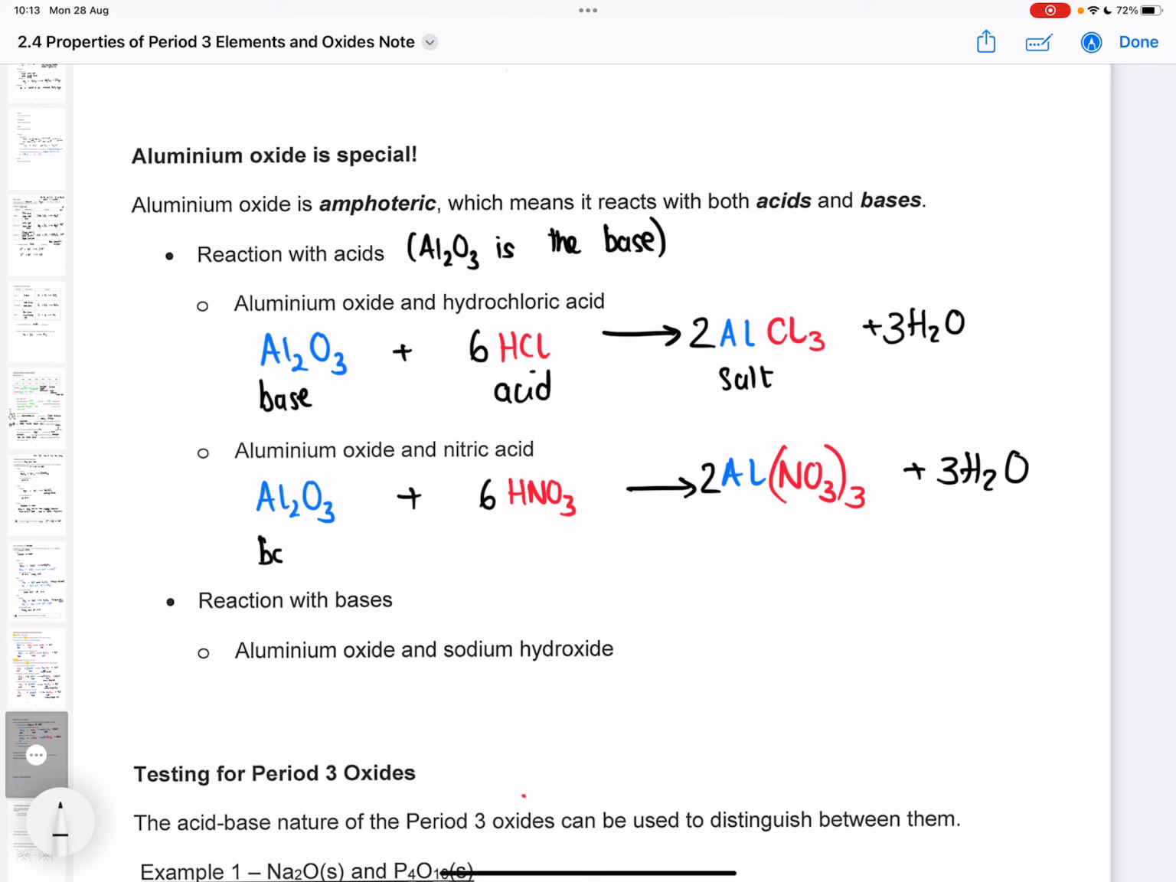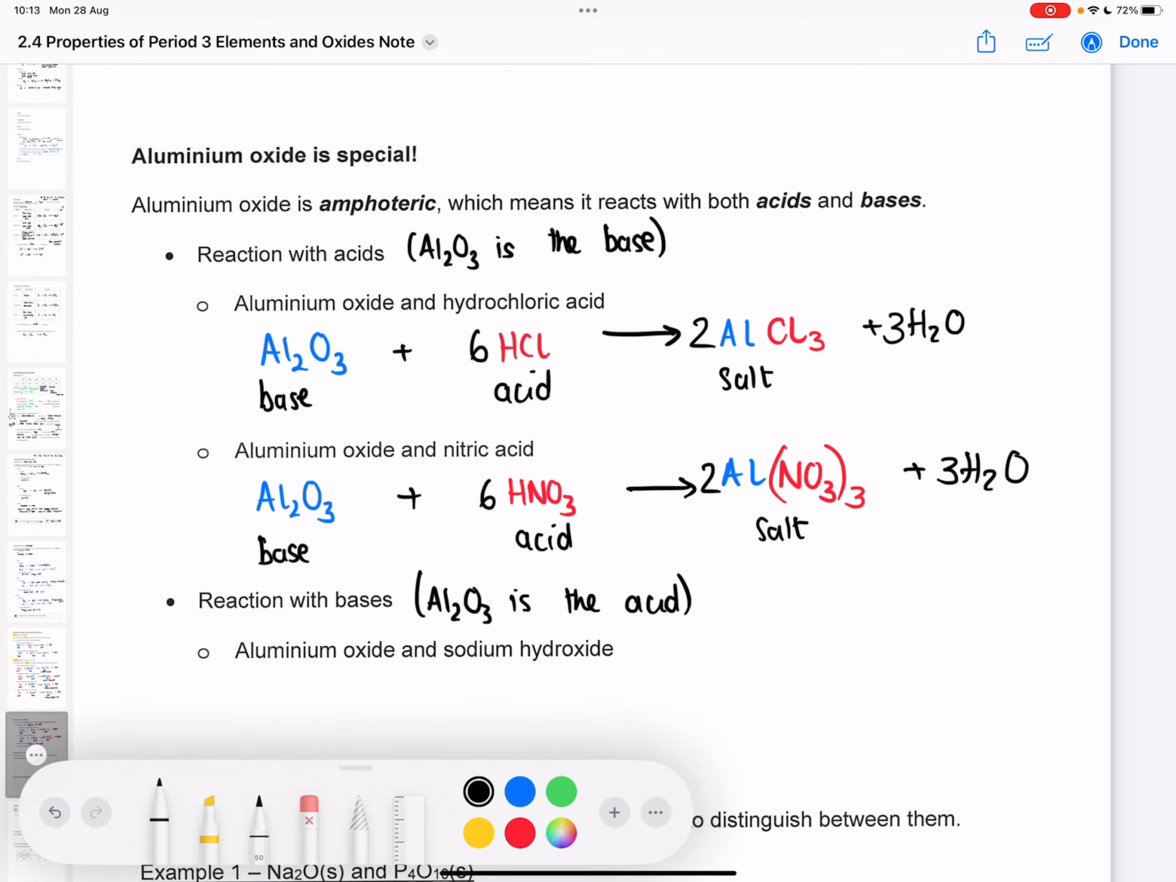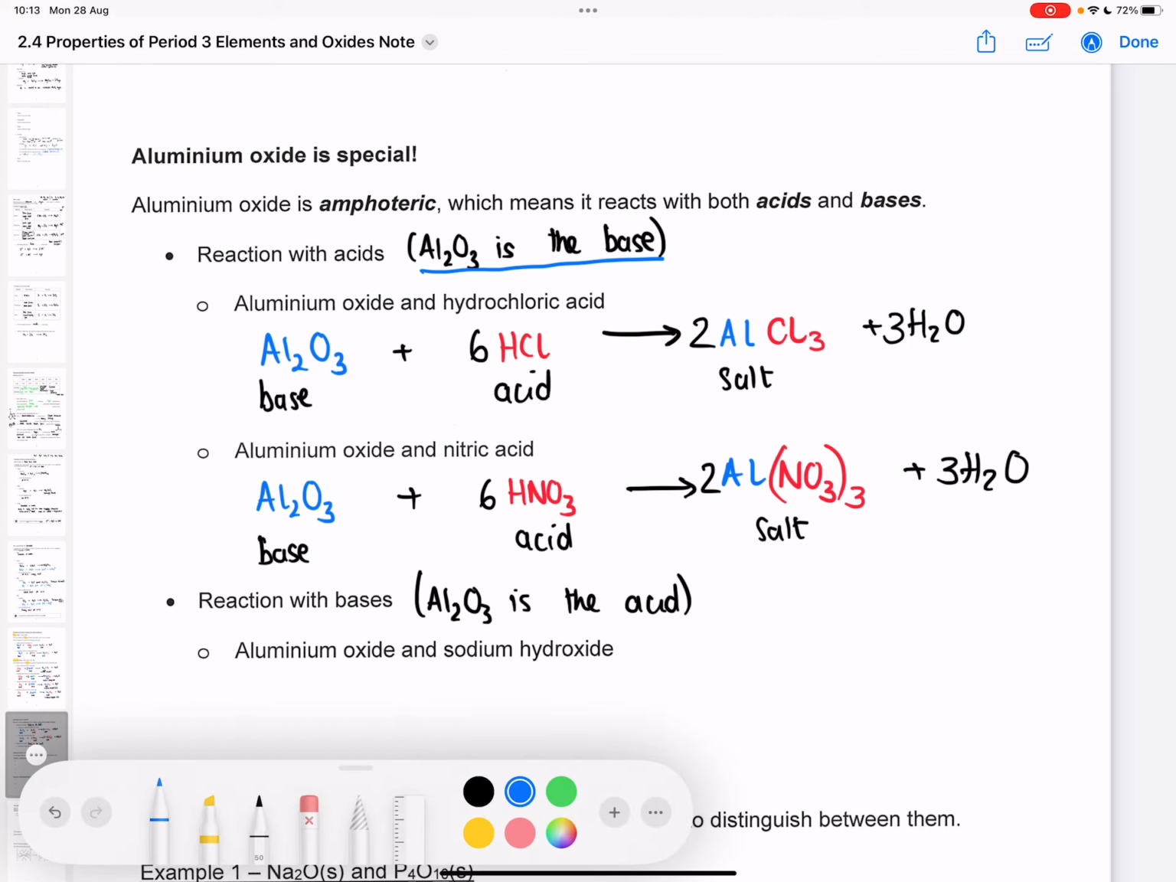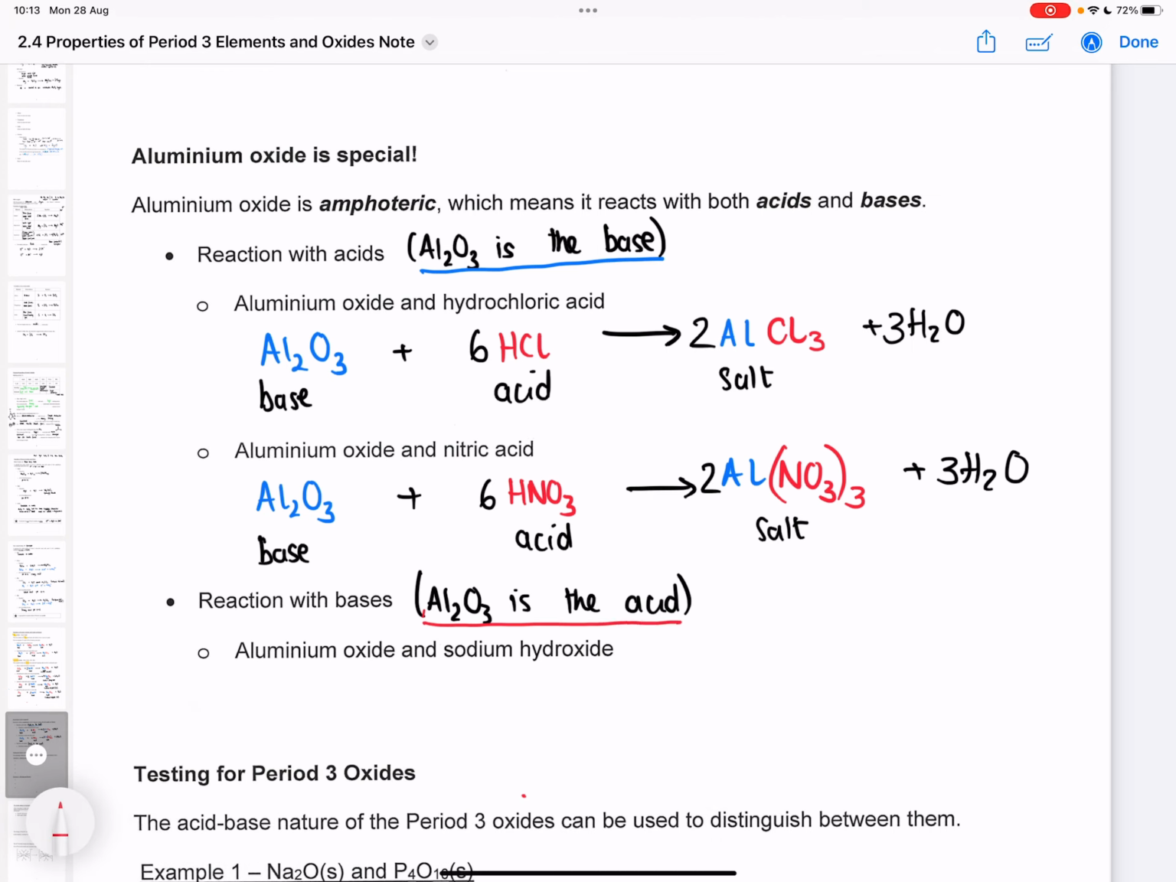So we've got our aluminium oxide acting as a base, HNO3 is our acid, and here's our salt. Now when it reacts with a base, then Al2O3 is the acid because it's reacting with a base. So here aluminium oxide was the base, and now aluminium oxide is the acid. So what anion will aluminium oxide make when it acts as an acid?